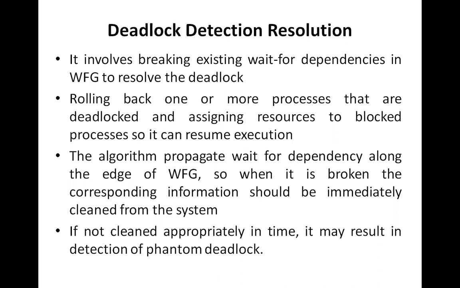The important part of the deadlock detection algorithm is that it is used to propagate the information regarding the wait-for dependency along the edges of the wait-for graph. So when a wait-for dependency is broken, the corresponding information should be immediately cleaned from the system. Otherwise, if it is not done appropriately and in time, it may result in the detection of the phantom deadlock.